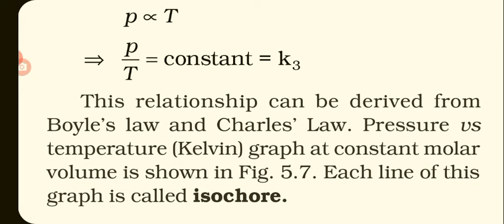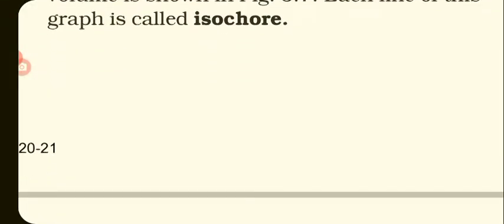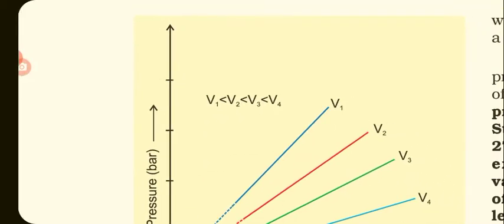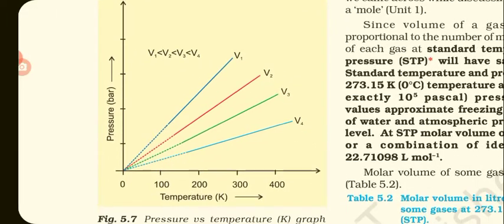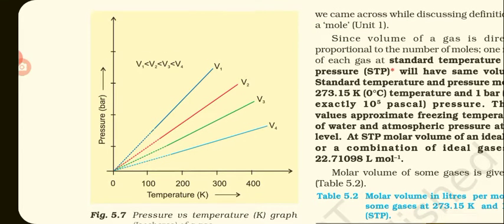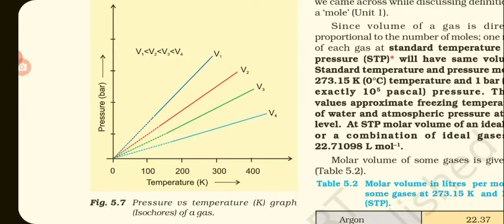This relationship can be derived from the Boyle's and Charles law. Pressure versus temperature Kelvin graph at constant molar volume is shown in figure 5.7. Each line of this graph is called isochore. So you can see the graph between pressure versus temperature, isochore of a gas at constant volume V1, V2, V3 and V4, but V1 is less than V2 is less than V3 is less than V4.